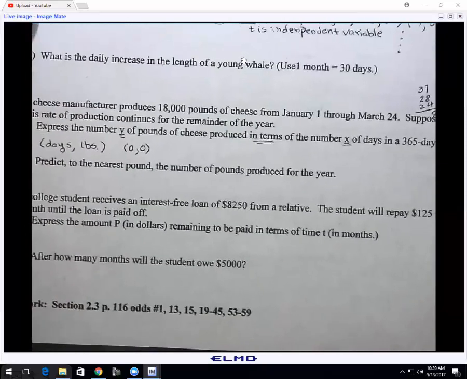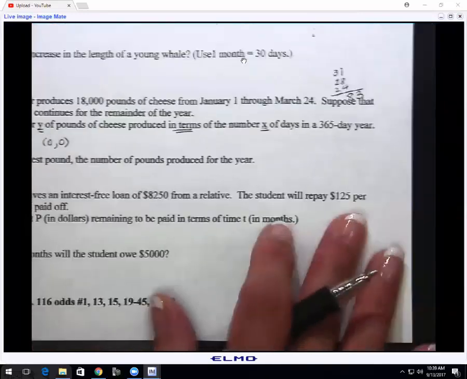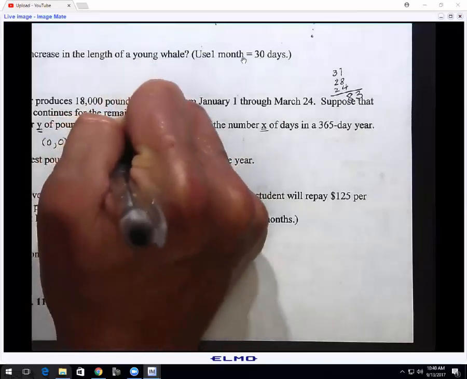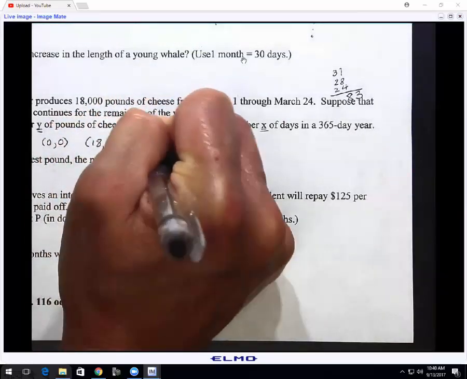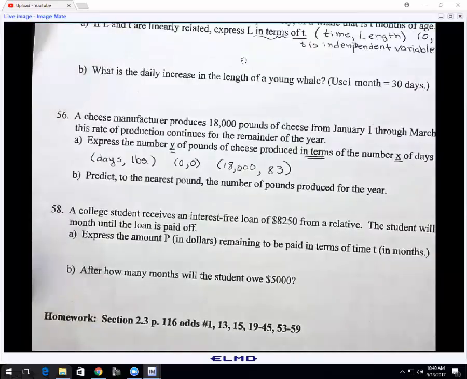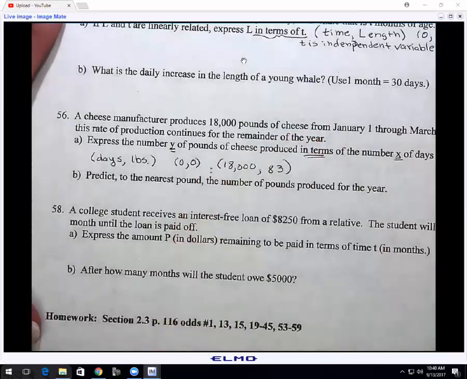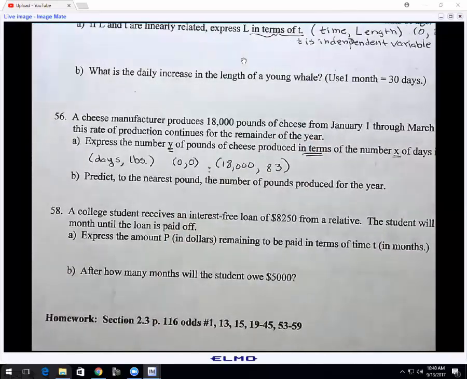So, Dylan, what are you telling me the other ordered pair is, given that there are 83 days to March 24th? (83, 18,000). Yep. I'm going to put a dot, dot, dot after that, because I know the hard part is getting the ordered pairs.